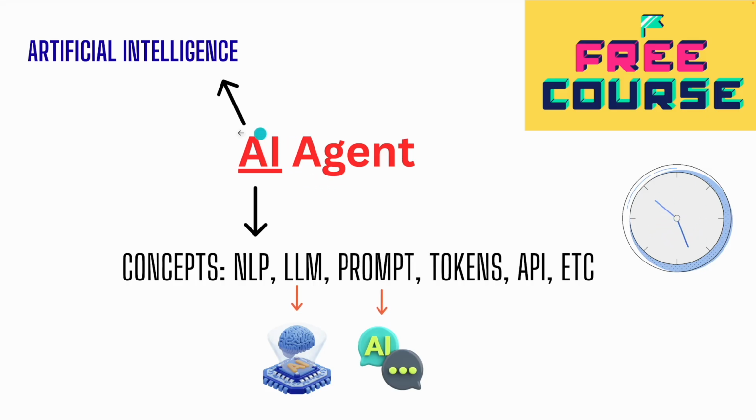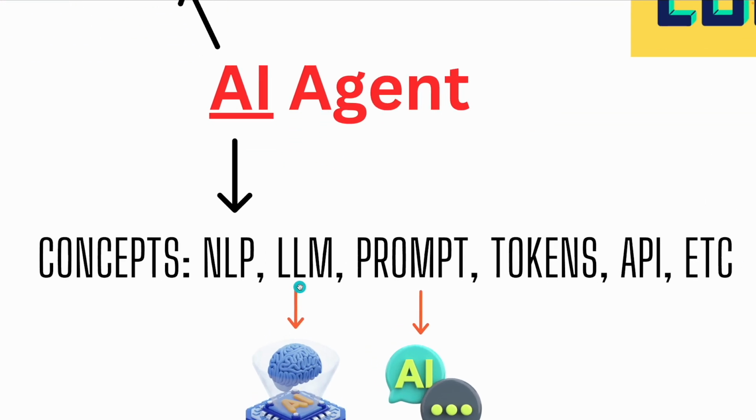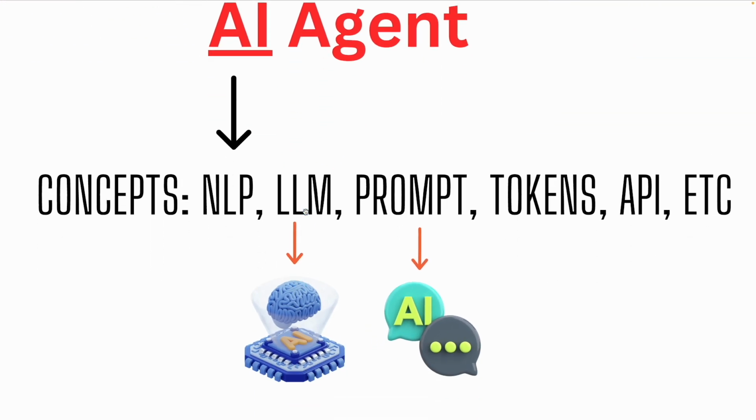Frankly speaking, when we talk about AI, this course is not really related to AI. AI full form is artificial intelligence. In AI there are plenty of concepts which are important for you to learn, like NLP, LLM, prompt, tokens, API, etc. In our case, we will be familiar with the term LLM. Of course I will show you one of my free courses, but first you need to understand LLM.